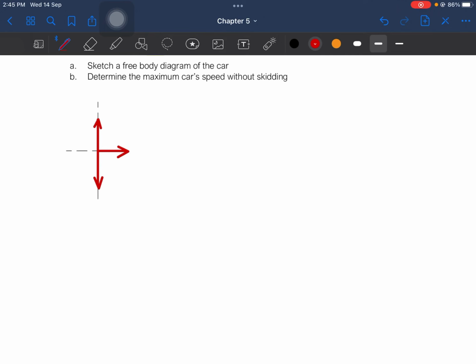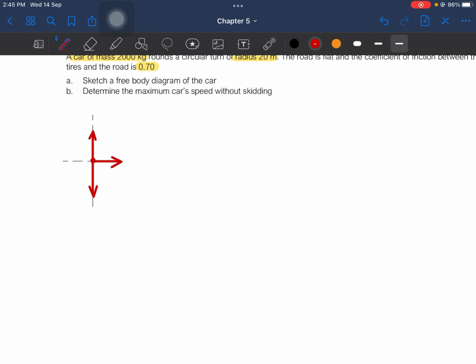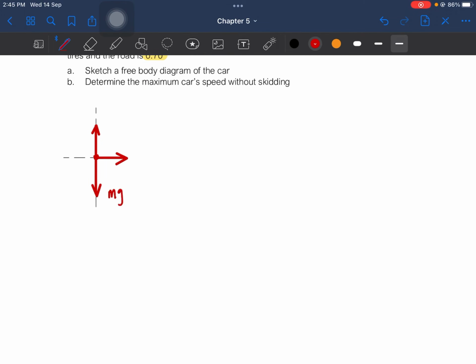Okay, so this is, don't forget to draw the dot representing the car. So this is mg. This is your friction. So basically the friction that prevents it from moving is actually the static friction lah. Okay, and then that is the normal force. Okay, so that is the free body diagram of the car lah.